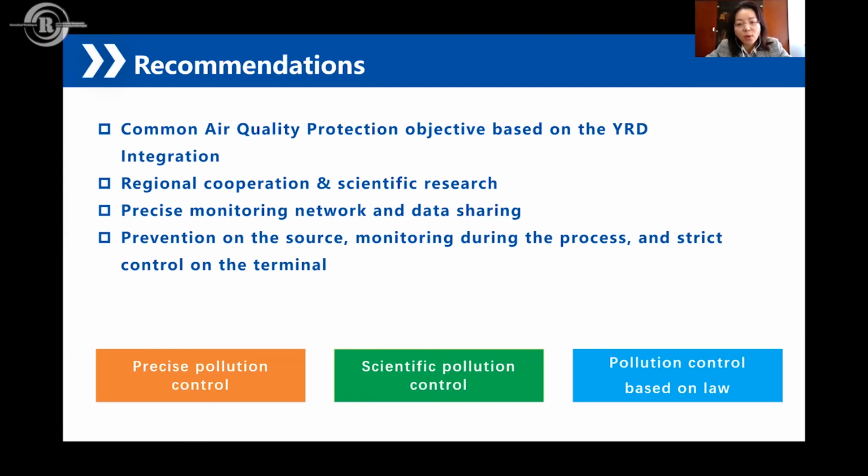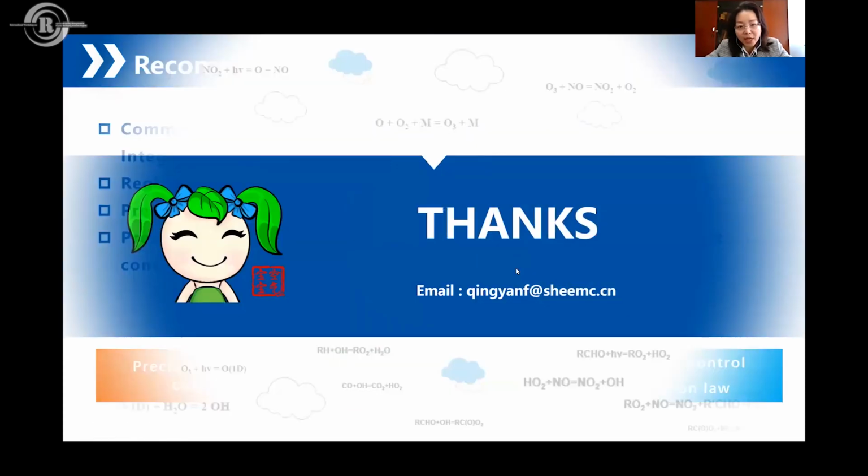The final one: based on scientific research and practical monitoring, we need to make better and more important efforts on pollution control, not only from the sources as well as terminal control, but we also need to promote process monitoring to provide whole-process emission control in the Yangtze River Delta. Okay, this is my presentation today.